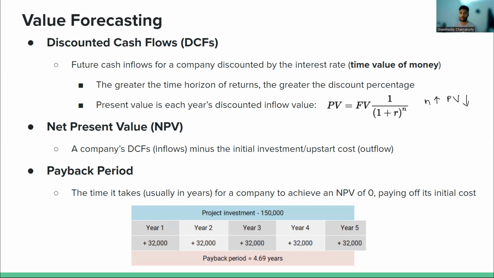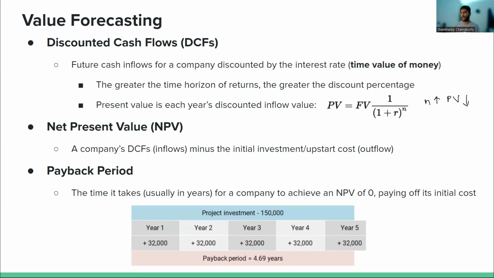This is net present value. So this is your DCFs that we previously learned, all of your inflows minus the initial investment or the upstart cost. So how much your firm earned in a given time frame, like 3 years, 4 years, or 5 years, minus how much it cost to fund the project. So if it costs you $5 million, then you have to do negative 5 million plus your future DCFs, or your future DCFs minus 5 million. Pretty much the same math.